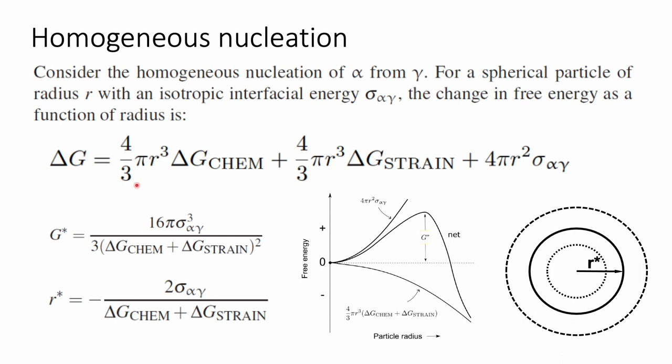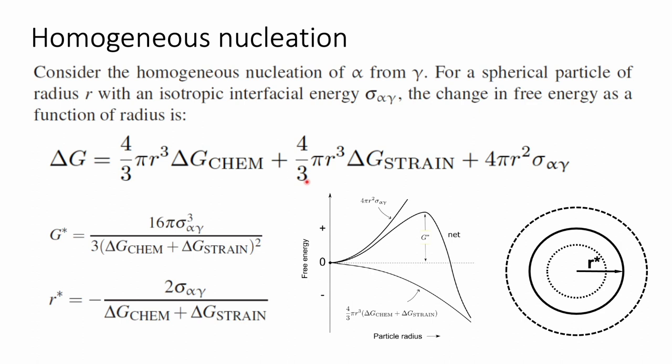Let's talk about the first part of this equation. So 4/3 π r³ is the volume of a sphere. Then multiply by delta G chemical, which gives you the free energy change from the chemical part based on the unit volume. Then multiply by the sphere volume. That's the delta G chemical contribution part.